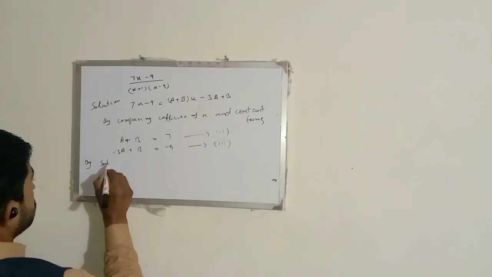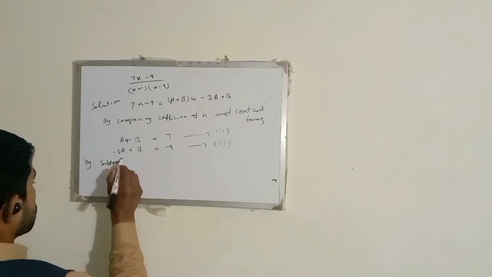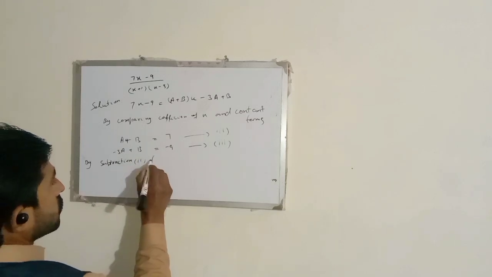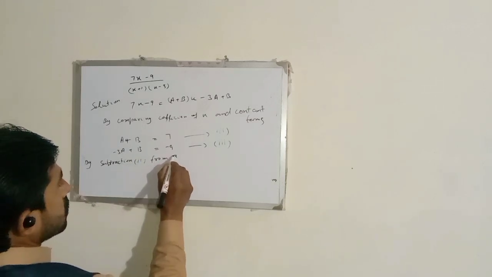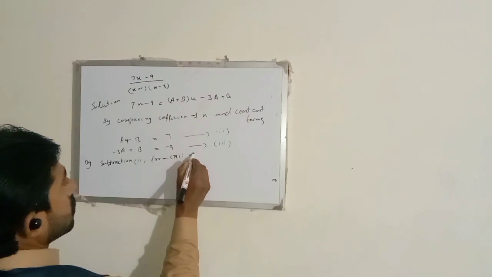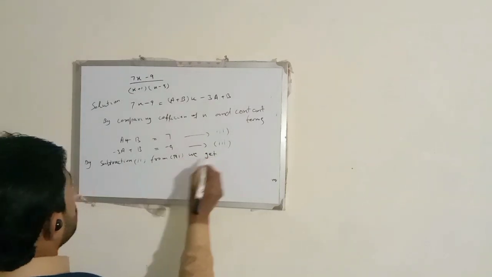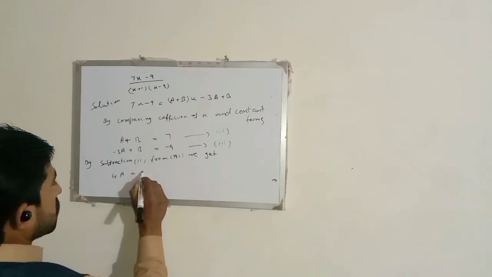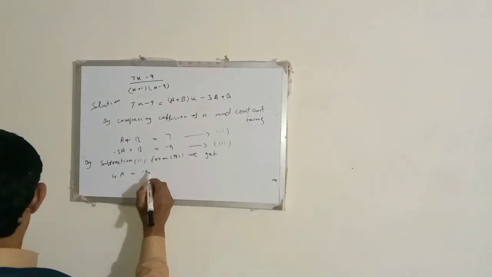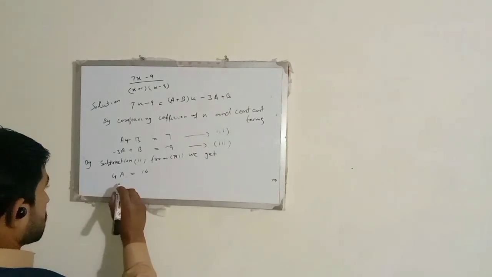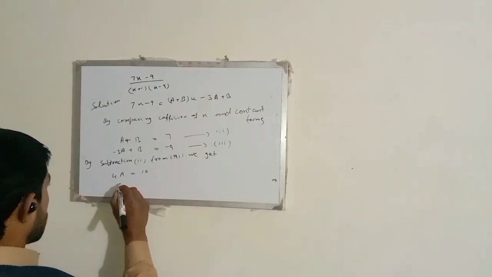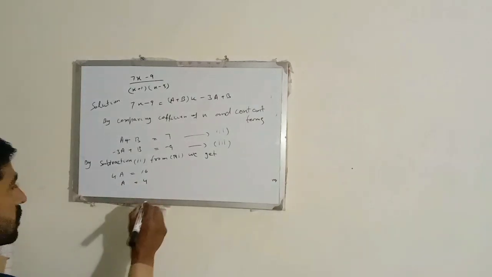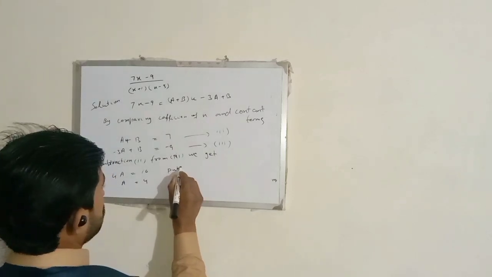By subtracting equation 2 from 3, we get -4a is equal to -16, so a is equal to 4.